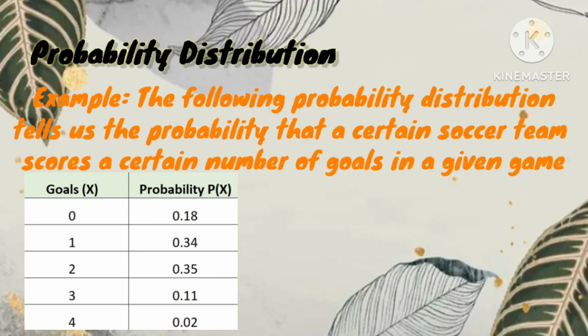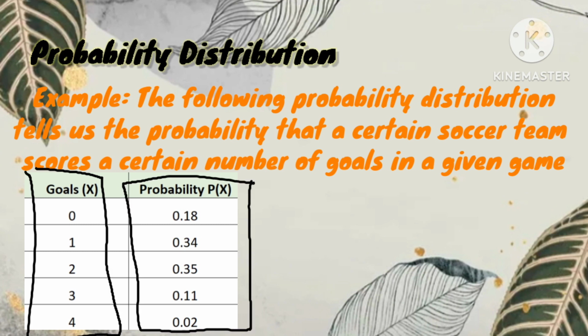So now, let's take an example of the probability distribution. We can use a table, for example. The following probability distribution tells us the probability that a certain soccer team scores a certain number of goals in a given game. As we can see on the table, the goals are 0 to 4, and the probability of X is 0.18, 0.34, 0.35, 0.11, and 0.02.